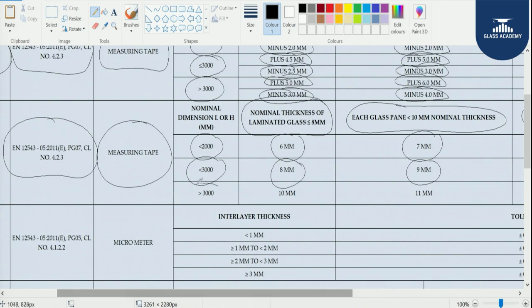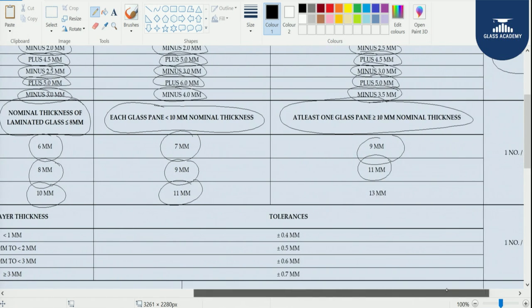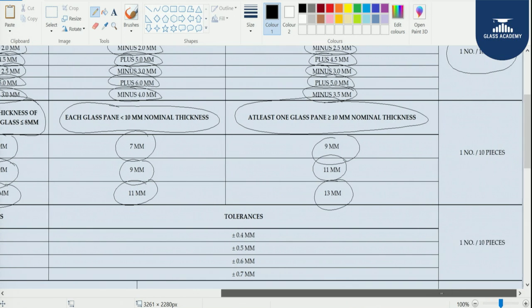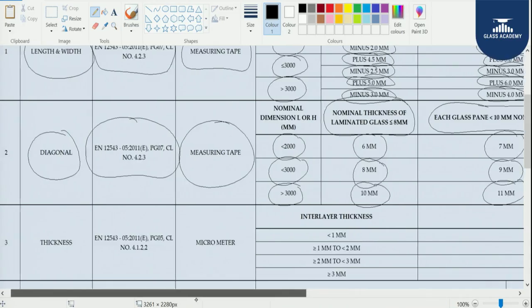If my diagonal measurement is more than 3000 mm, for the nominal thickness of the laminated glass less than or equal to 8 mm, 10 mm is allowed. For each glass pane less than 10 mm nominal thickness 11 mm is allowed, and for at least one glass pane more than 10 mm nominal thickness 13 mm is allowed, and the frequency of testing shall be 1 number in every 10 numbers. The next test parameter is the thickness.